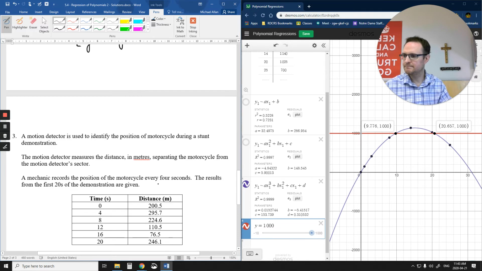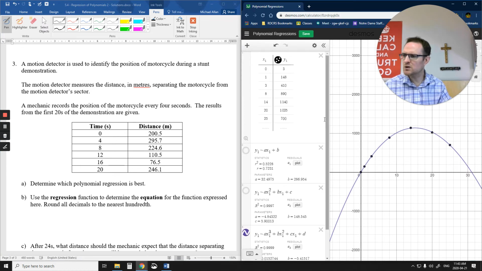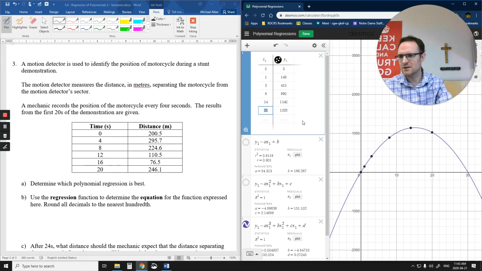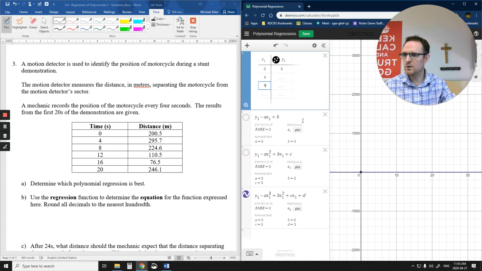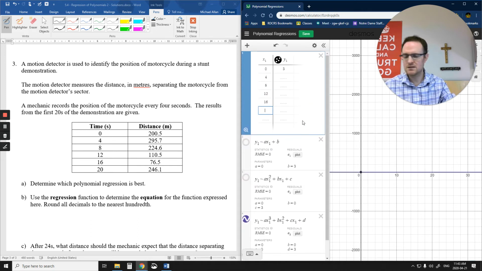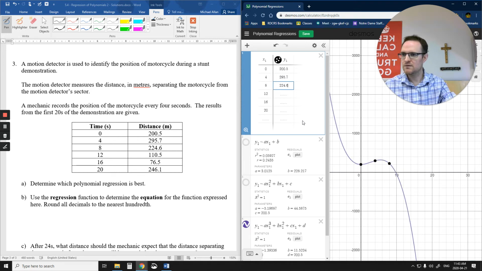There you go. Okay, so we got one more here. So we're going to do another regression. This time a motion detector. So the times are 0, 4, 8, 12, 16, and 20, and the distances are 205, 295.7, 224.0.